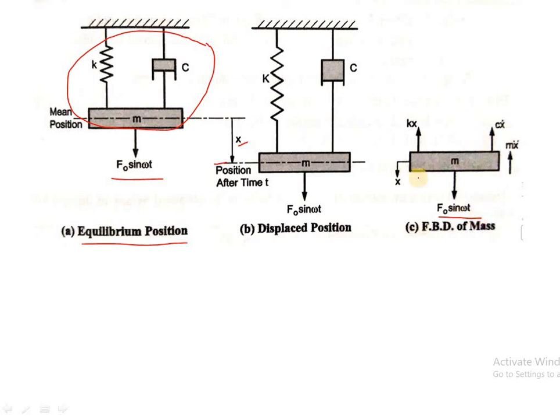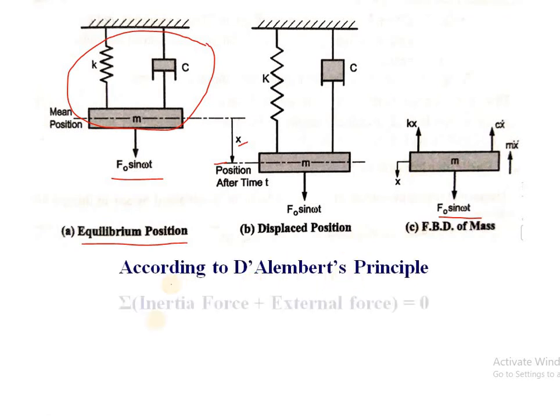Now let's see how to form an equation. According to D'Alembert principle, summation of inertia forces plus external forces is equal to 0. D'Alembert principle is nothing but that any dynamic body can be converted into a static body by applying inertia forces in the system. From that this equation is formed. So summation of inertia force: what is inertia force over here? m x double dot, plus external forces. Now what are the external forces? This is one force, second force, and this will be a third force. So all these three come under external forces.